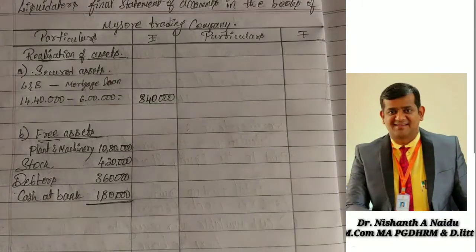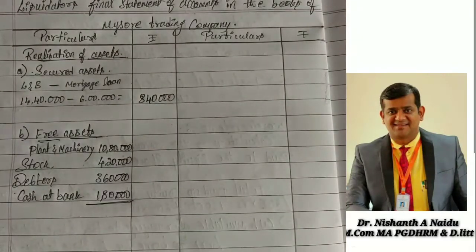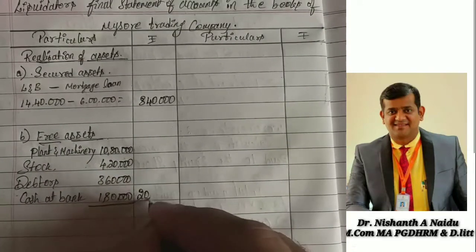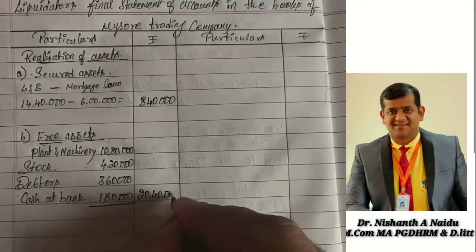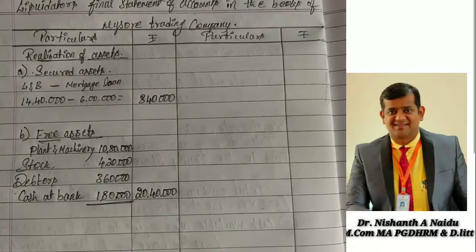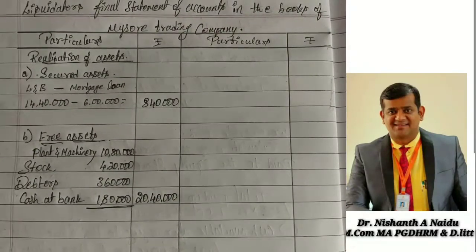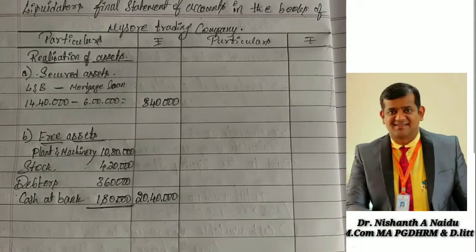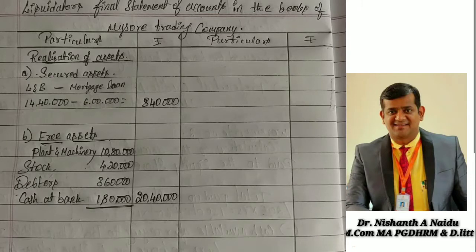So now total this and put it in the outer column. That is 10,80,000 plus 4,20,000 plus 3,60,000 plus 1,80,000. So put together, 20,40,000. So this is the assets realized table, which we calculate in the liquidator's final statement of account on the debit side.